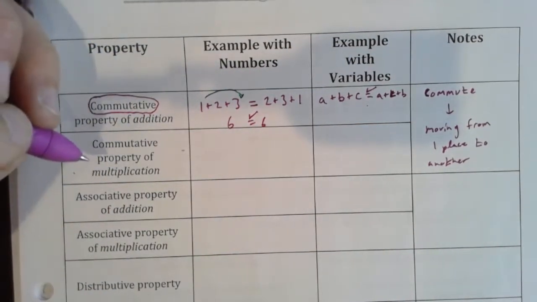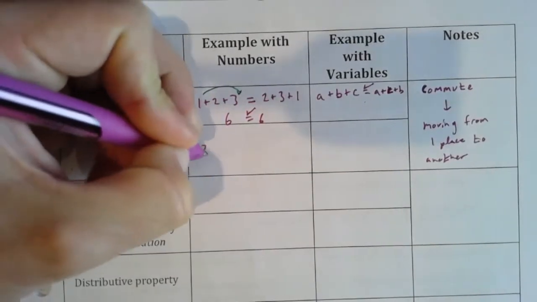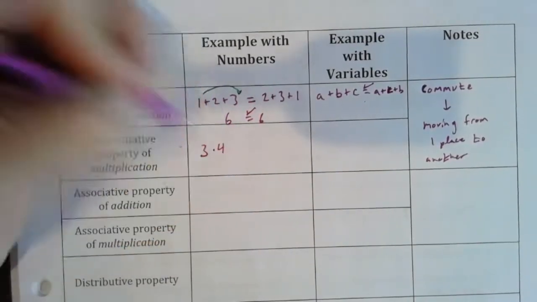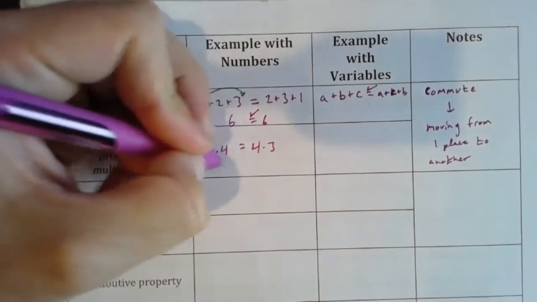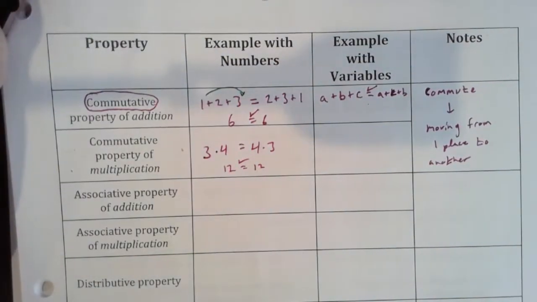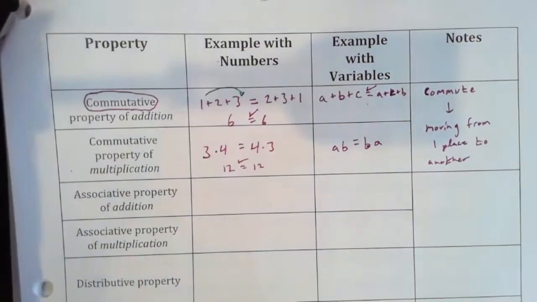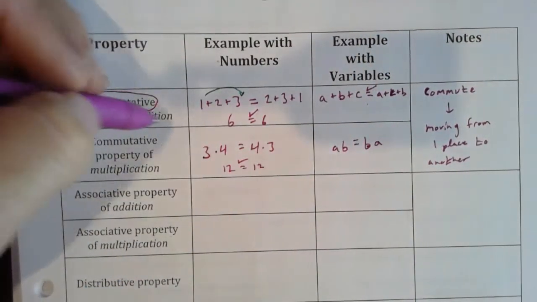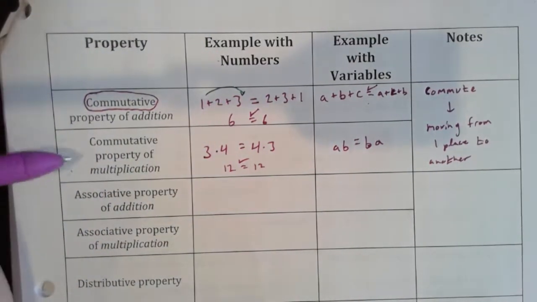Commutative property of multiplication, exactly the same thing. Now you don't always need to do it with 3. Maybe I'm going to say 3 times 4, and that's the same thing as 4 times 3. 12 is equal to 12. I move things around, but it doesn't change anything. And so I can say a times b, that's the same thing as b times a. My commutative property means I'm moving things around, and it doesn't change anything for addition, and it doesn't change anything for multiplication.